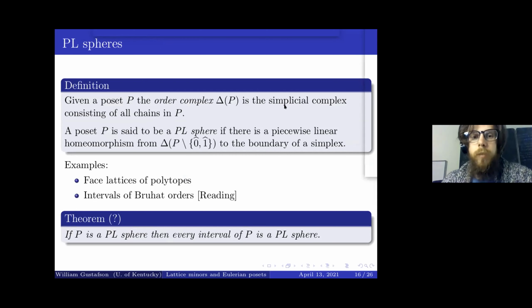Okay, so we say a poset is a PL sphere if the order complex, when you remove the minimal and maximal elements, has a piecewise linear homeomorphism from that order complex onto the boundary of a simplex. Okay, and large classes of examples of this are the face lattices of polytopes, and a little bit more interestingly, the Bruhat intervals. So that was proved by Nathan Reading. Okay, and then it'll be useful to note for later that an interval in a poset which is a PL sphere is itself a PL sphere. All right. The other thing we'll need is this zip operation of Nathan Reading's.